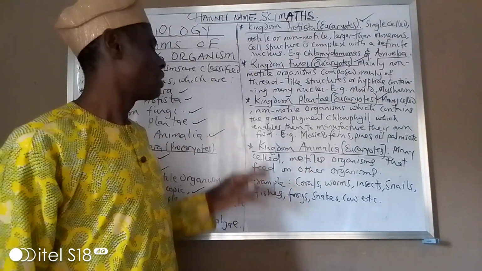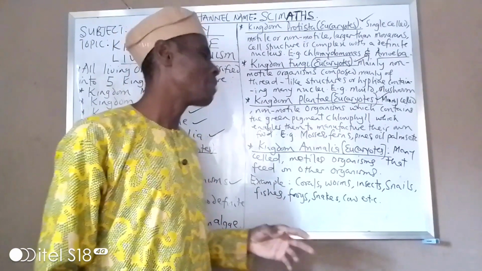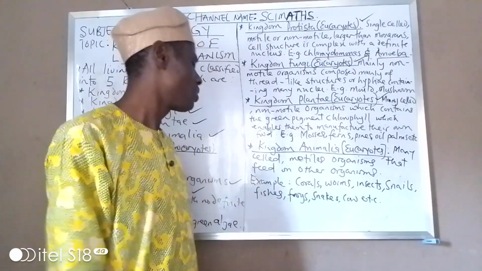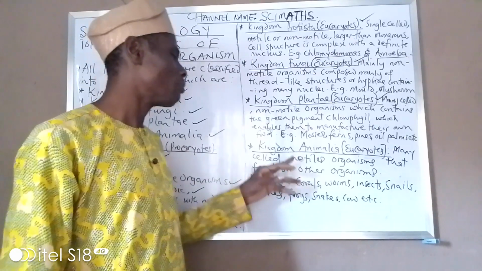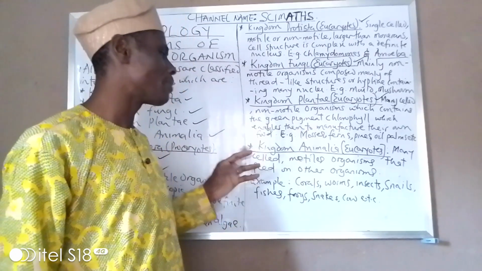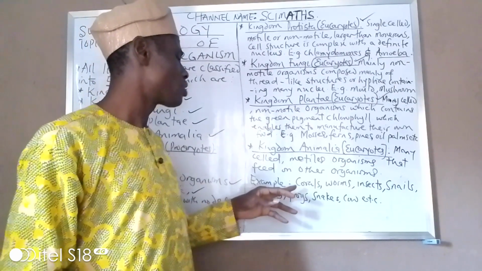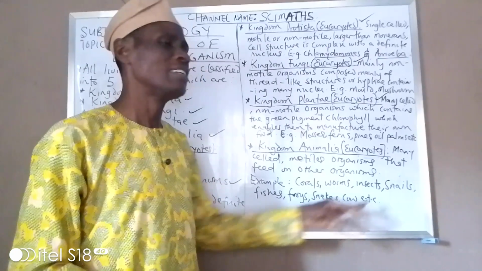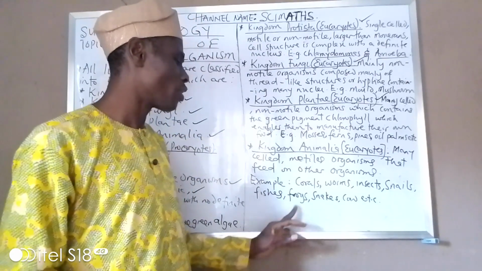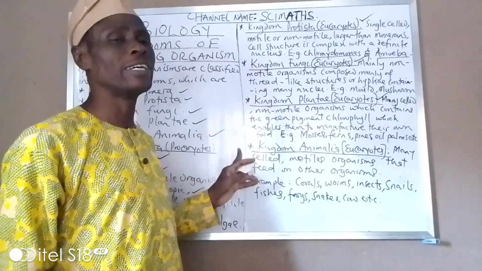Okay, and the last one is called what? Kingdom Animalia. Kingdom Animalia is eukaryotic as well. They are many-celled, motile organisms that feed on other organisms. Kingdom Animalia is where we belong. Examples are worms, insects, snails, fishes, frogs, snakes and cows. These are under kingdom Animalia.